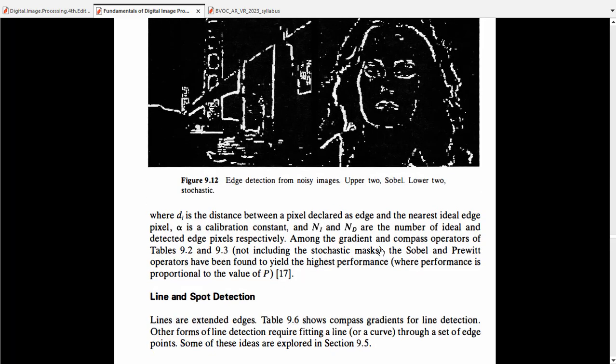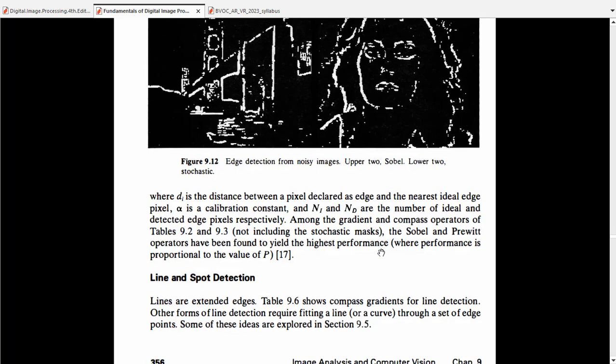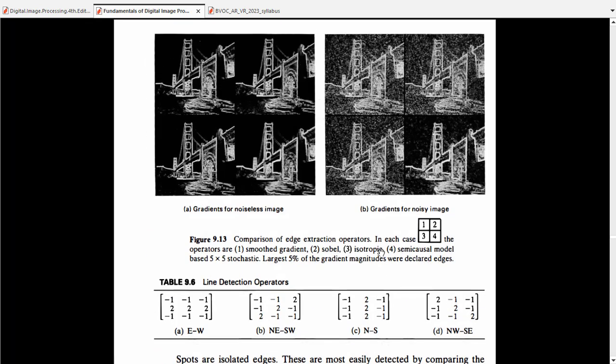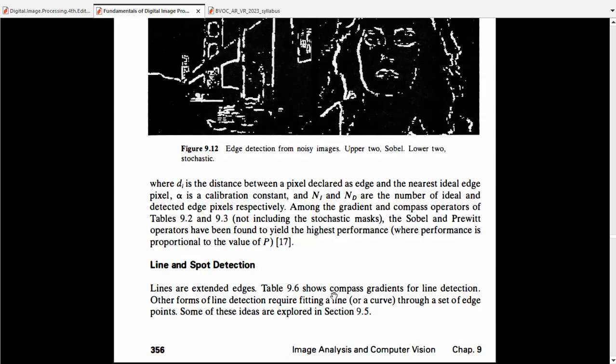So D is the distance between the pixels to be declared from the edge nearest from ideal edge pixels. Alpha is the calibration constant, and N1 and N_D are the number of ideal and detected edge pixels respectively. Line and spot edge detections. Here we say this is the type of extended edges. In Table 9.0 you will see this compass gradient of line detection.